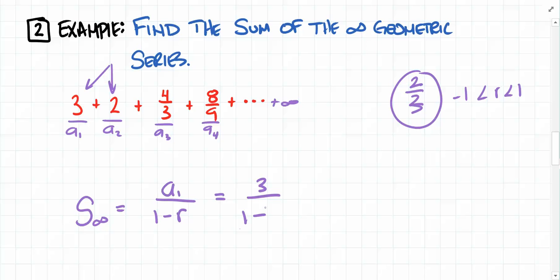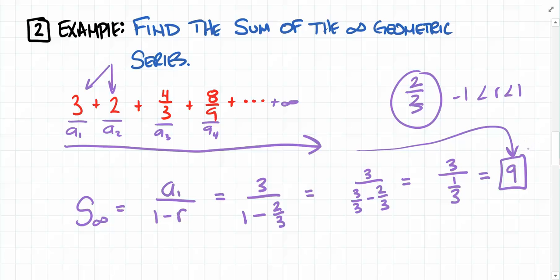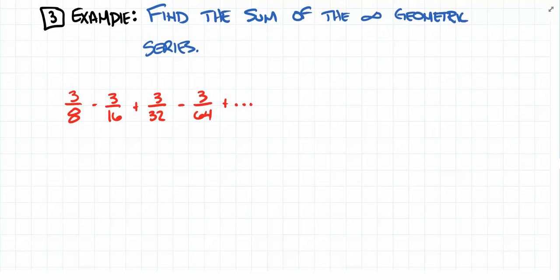So it's going to be 3 over 1 minus 2/3. Now just doing the algebra here, I can represent the number 1 as 3 over 3 minus 2 over 3, which would then give me 3 divided by 3/3 minus 2/3 is 1/3. And then of course, when I divide two fractions, we flip and multiply, so I end up with the number 3 times 3, which is the number 9. So this entire sequence here, when you add it up to infinity, actually becomes the number 9. Okay, box number 3 is another example.